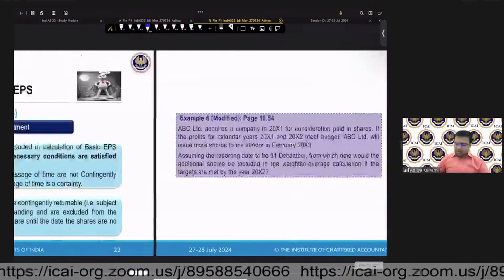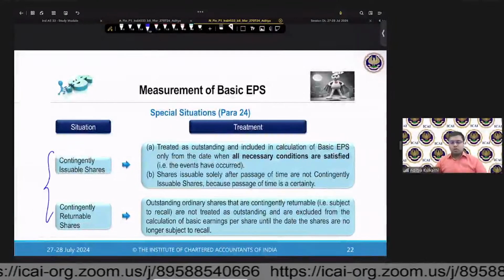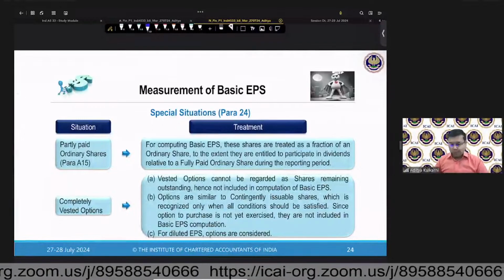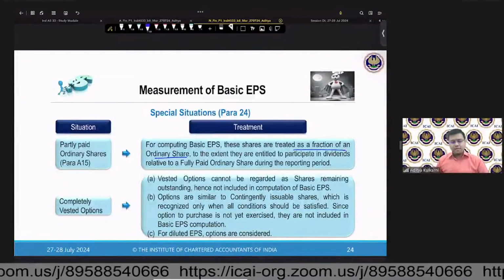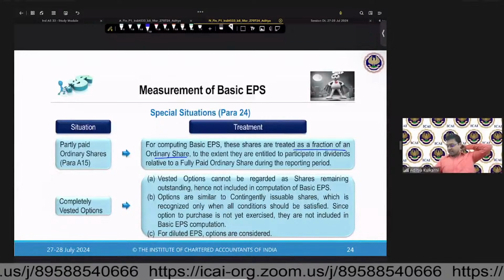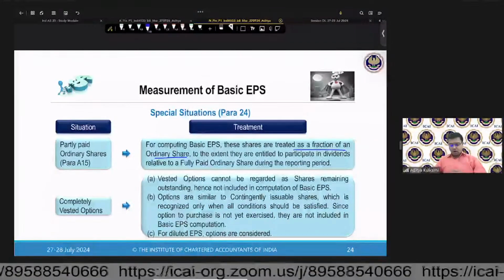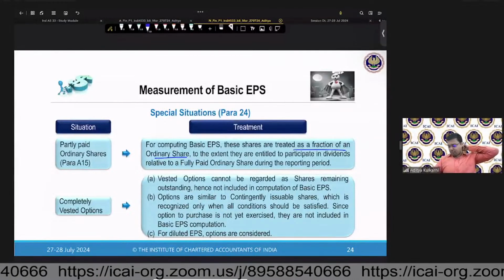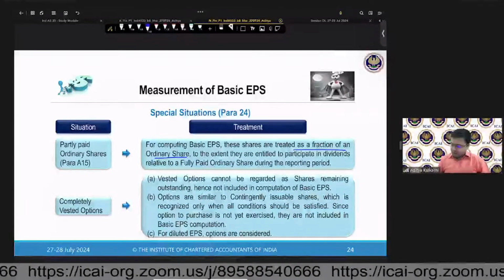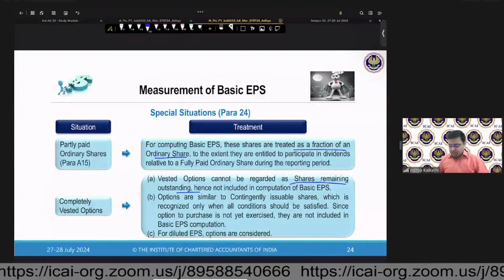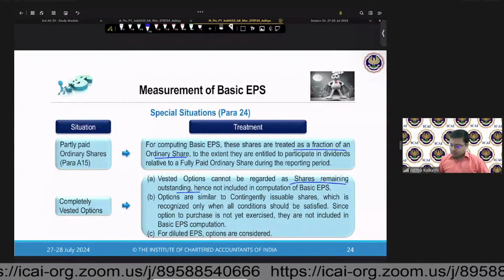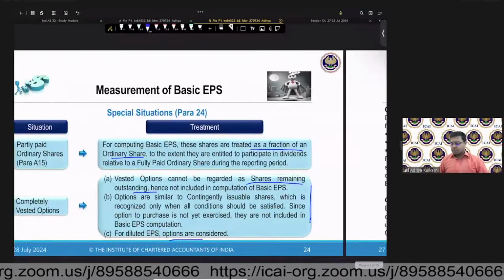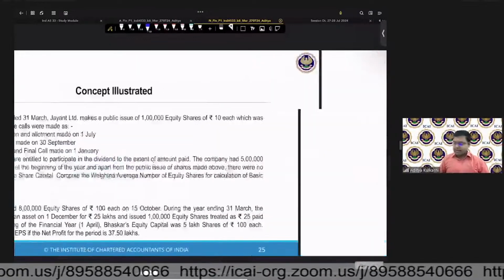Contingently issuable and returnable shares, we will be looking at this tomorrow. Partly paid shares, we have seen just now. What are you going to do? Treat it as a fraction of the ordinary share to the extent they are entitled to participate in dividends relative to a fully paid ordinary share during the reporting period. Completely vested options, they cannot be regarded as shares remaining outstanding, hence not included in computation. Similar to contingent shares. For diluted EPS, we will look at all these things later on. All right, so that takes care of the dates.